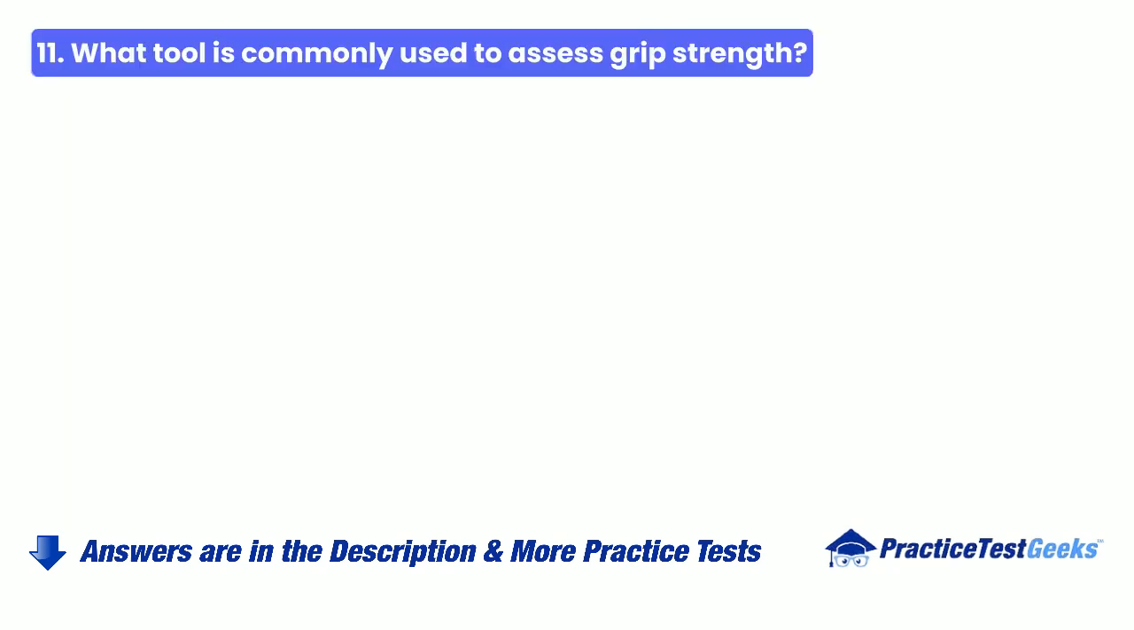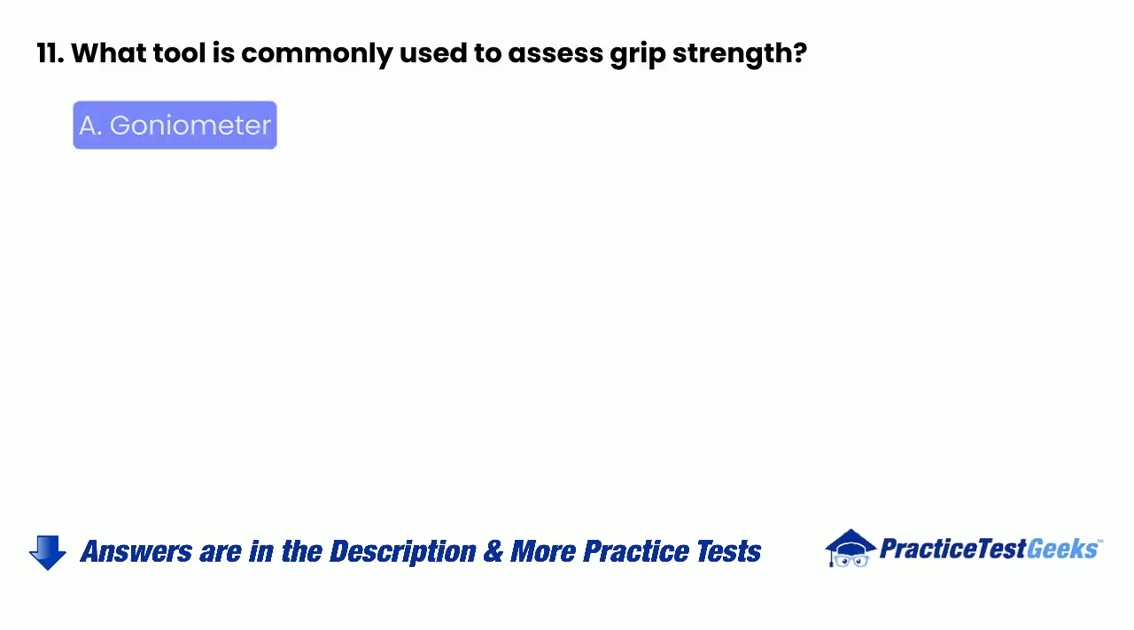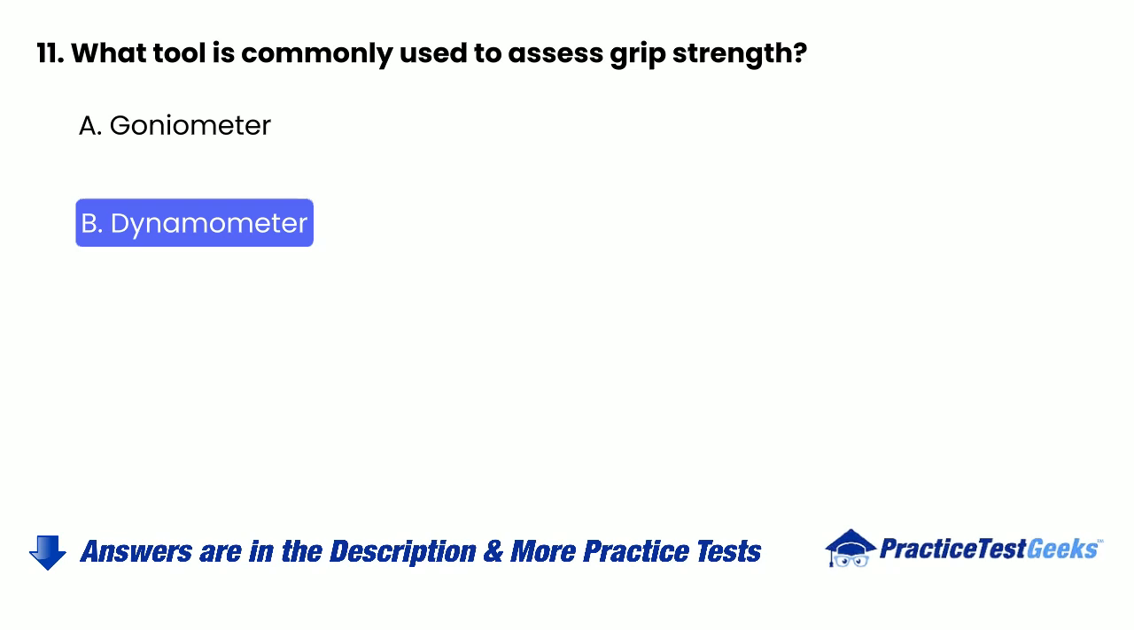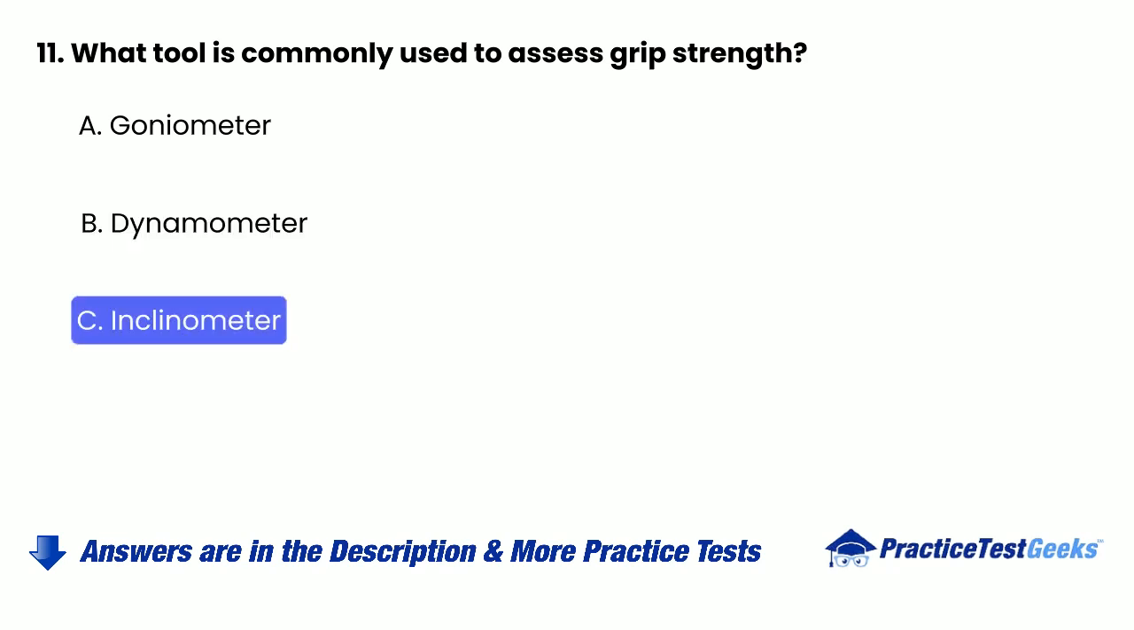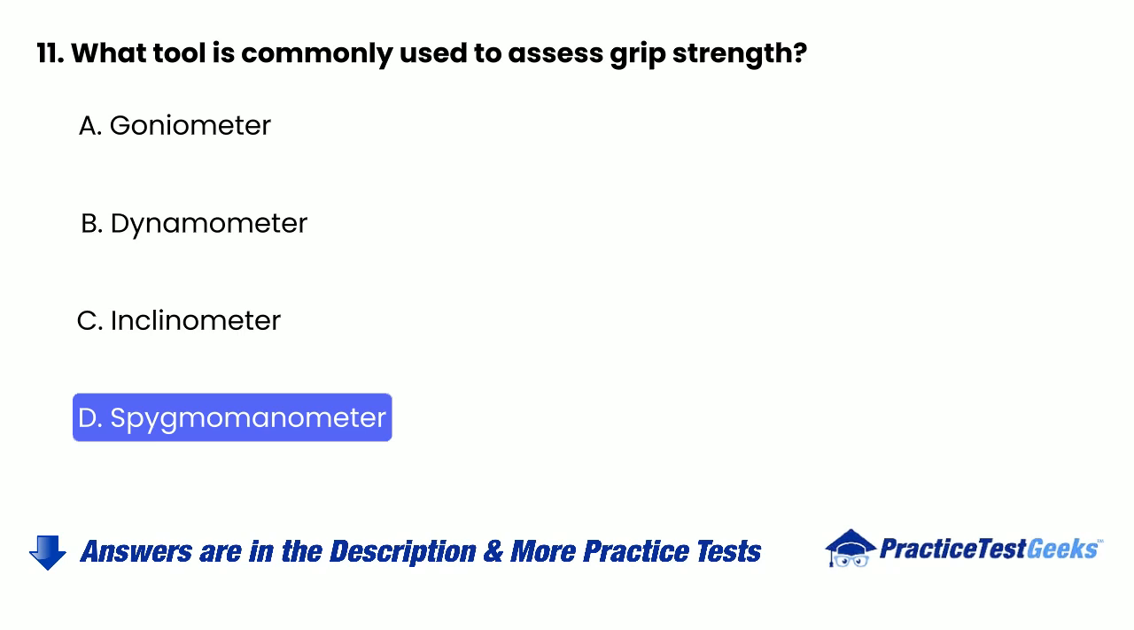11. What tool is commonly used to assess grip strength? A. Goniometer. B. Dynamometer. C. Inclinometer. D. Sphygmomanometer.